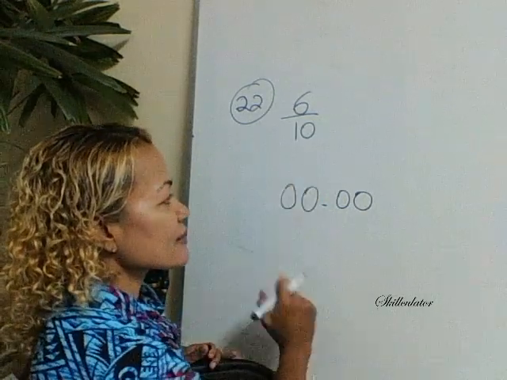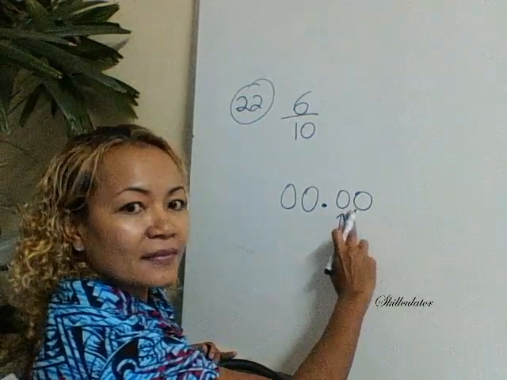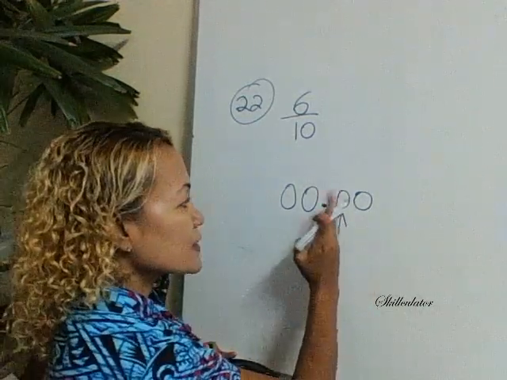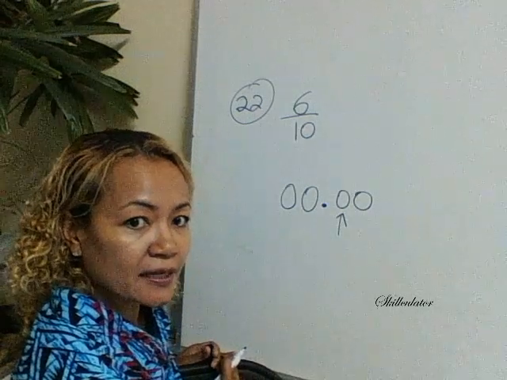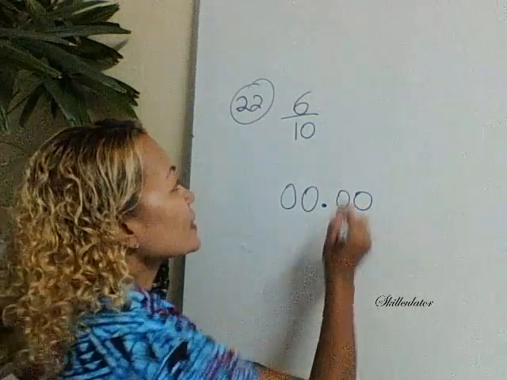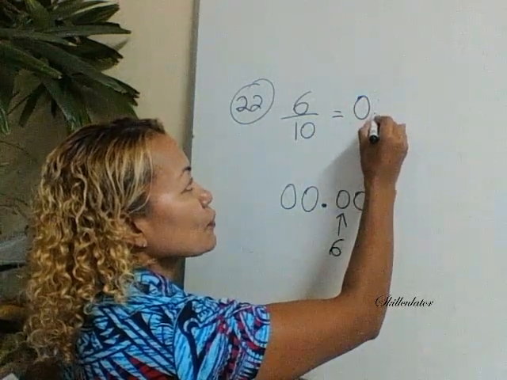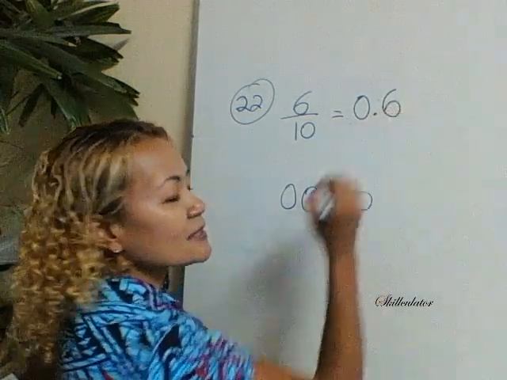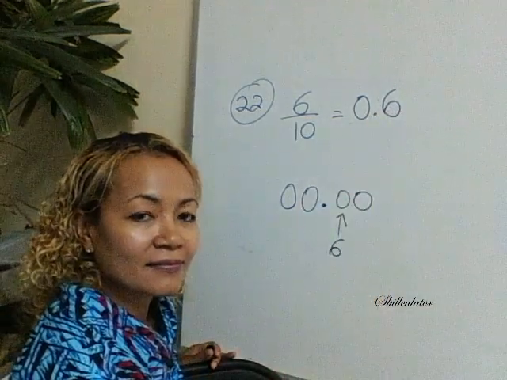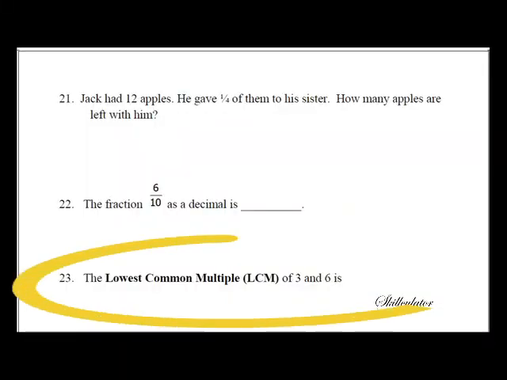Because it's tenths, it goes in this column. First column to the right of the decimal. So that is where you will put the 6. So in decimal, it'll be 0.6. Your answer.